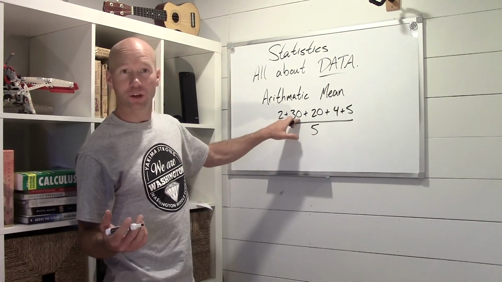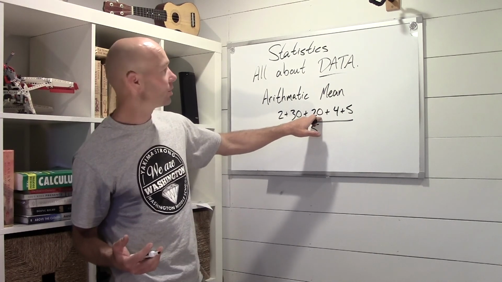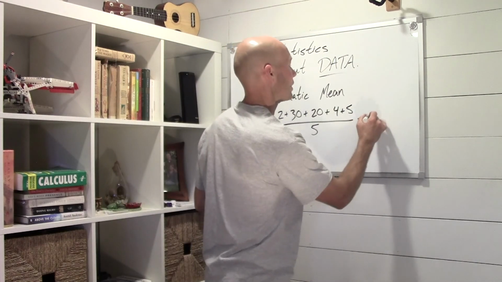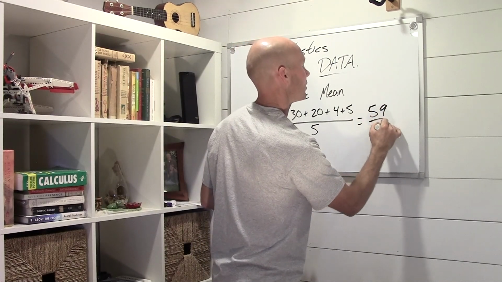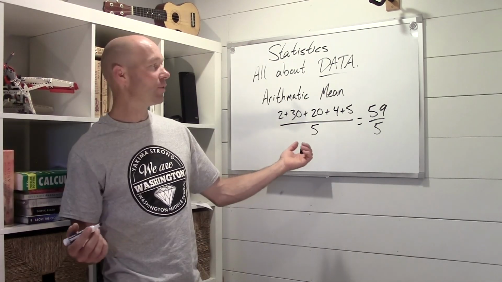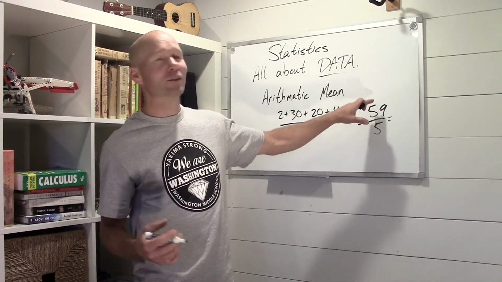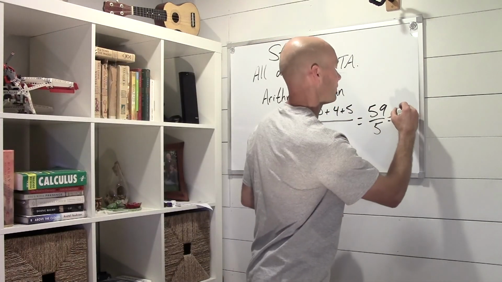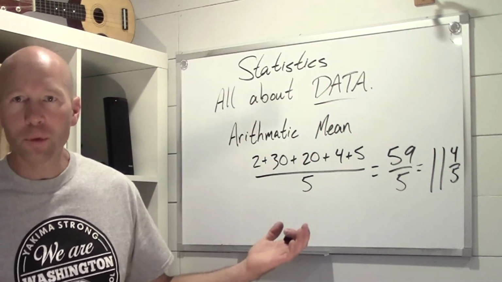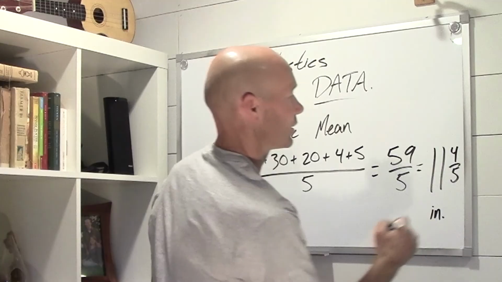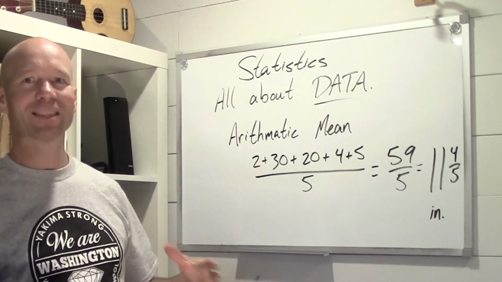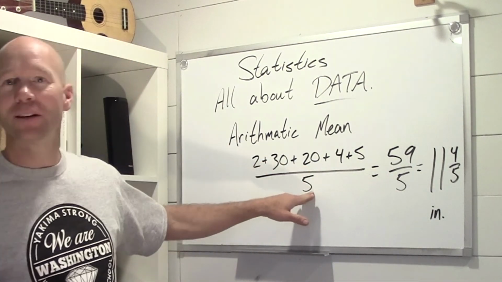2 plus 30 is 32, plus 20 is 52, plus 4 is 56, plus 5 is 59. So we get 59 divided by 5 is the height of the plants that we just measured in the garden. What is 59 divided by 5? 5 goes into 55 11 times, so we get 11 and 4/5 of an inch. So almost a foot, 11 and 4/5 inches is the height of all the plants that we just measured in the garden. If we add them all up and then divide by the number of plants we added.